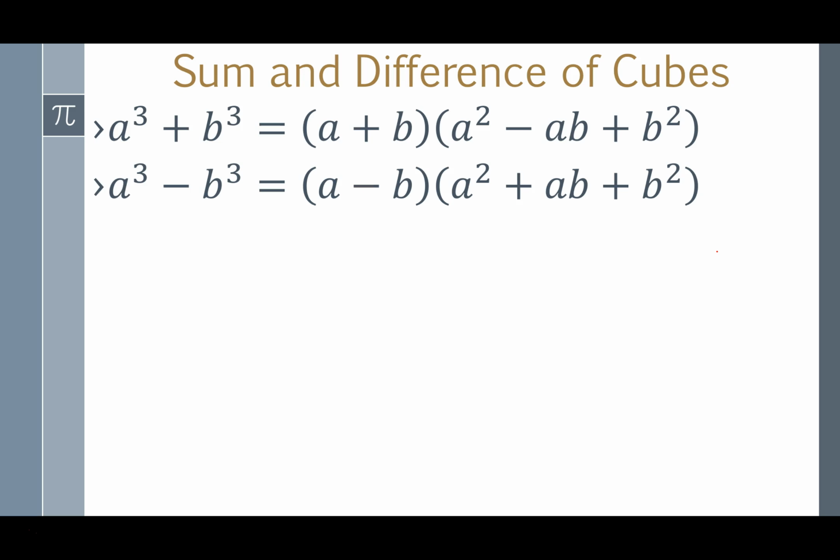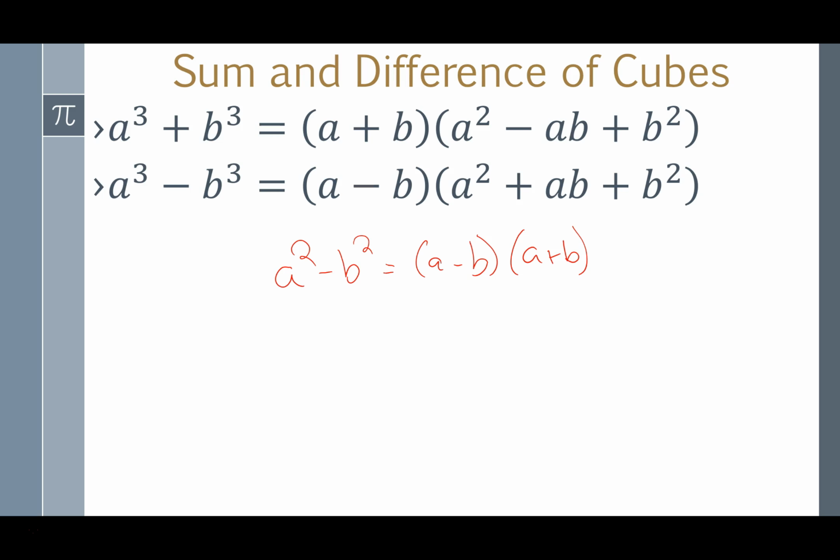So first thing we want to talk about is the formulas behind rewriting the sum and difference of cubes. So we know from, again, quadratics that the difference of two squares, a squared minus b squared, was just simply a minus b and a plus b. Well, we have similar formulas for the sum and difference of cubes. If we have a cubed plus b cubed, it works out to be a plus b, and then a squared minus ab plus b squared.